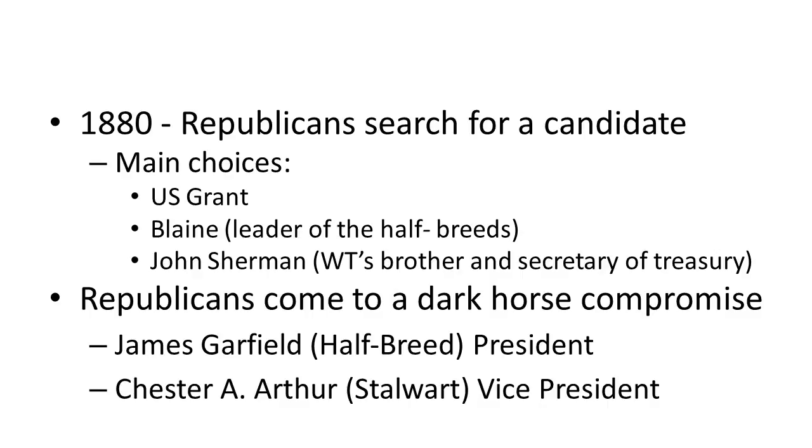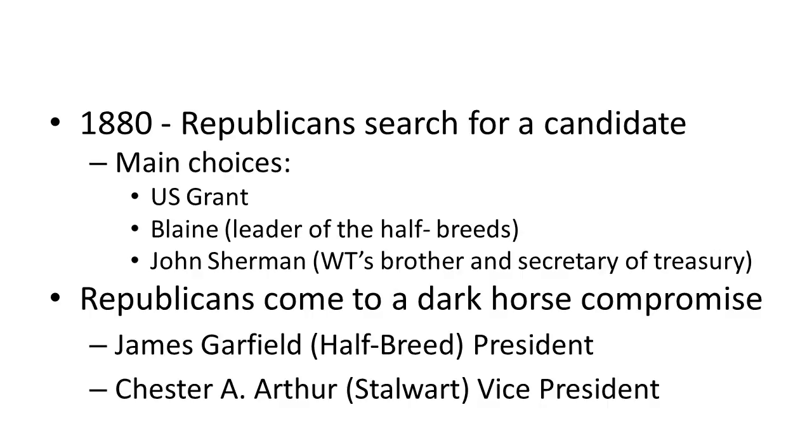The main choices they have available are Grant, who is looking to run again, Blaine, the leader of the Half-Breeds, and then John Sherman, who happens to be the brother of William Tecumseh Sherman of Civil War fame, and currently at this time the Secretary of the Treasury, and they all represent very different choices and interests for the Republican Party.